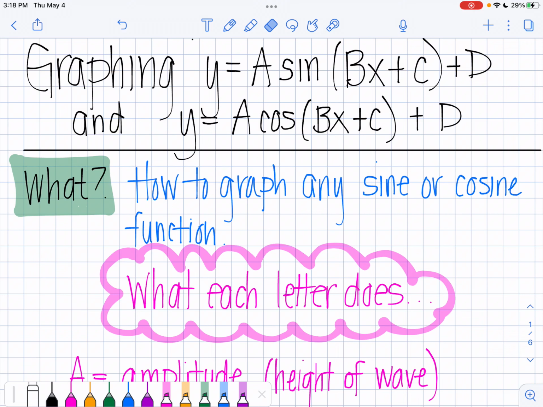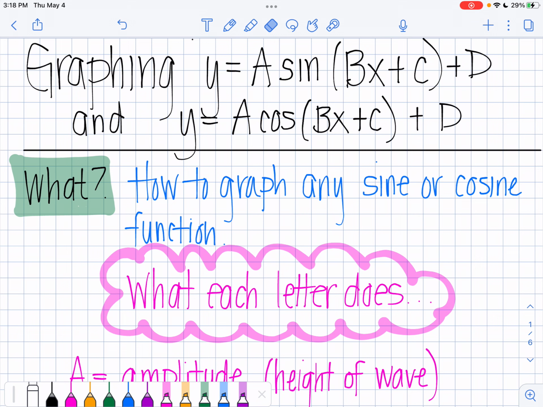In this video, we're going to learn how to graph a sine and a cosine function that has a whole bunch of different changes. So the equation is written y equals a sine of bx plus c plus d, and y equals a cosine of bx plus c plus d.